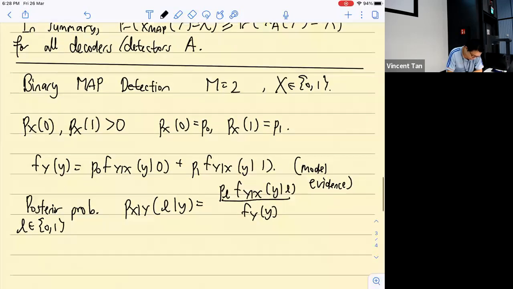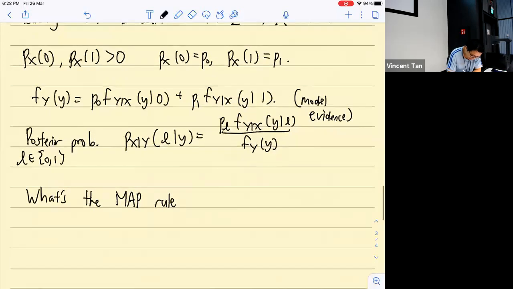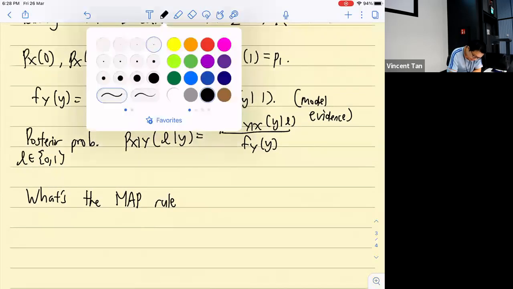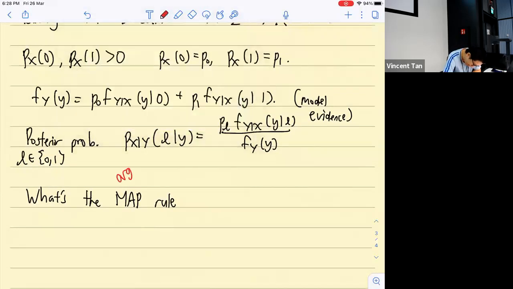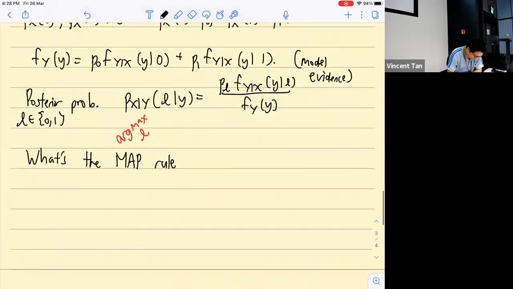So what is the MAP rule? All this stuff that I've written above is just for preparation purposes. What's the MAP rule? The MAP rule says that we should choose the argmax over L of this guy on top, basically the posterior probability. So we can write this out for the binary case very simply.